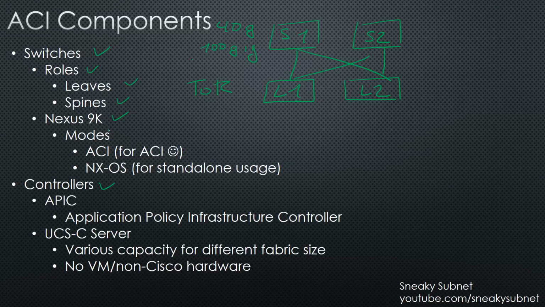Also, most Nexus 9K switches have two modes of operation. It is ACI mode for ACI, of course, and NX-OS mode for standalone usage. So you can buy a Nexus 9K switch and use it with NX-OS mode as a standalone switch, which is not part of the ACI fabric. It is possible, but I believe that there are one or two models which support only ACI mode.